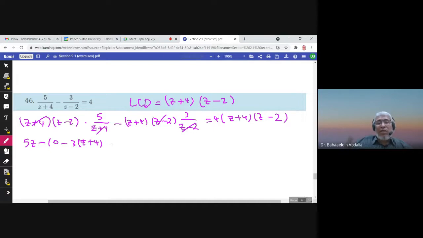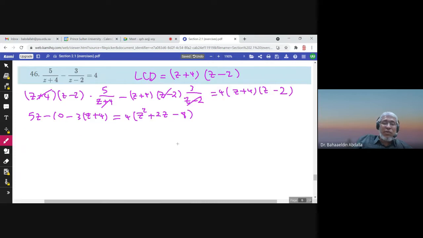And I'll have here 4 times, let me expand this. z times z is z squared, 4z minus 2z is 2z, negative 8. So I'll have 5z minus 10 minus 3z, minus 3 times 4, negative 12. And I have here 4z squared plus 4 times 2, 8z, minus 32.